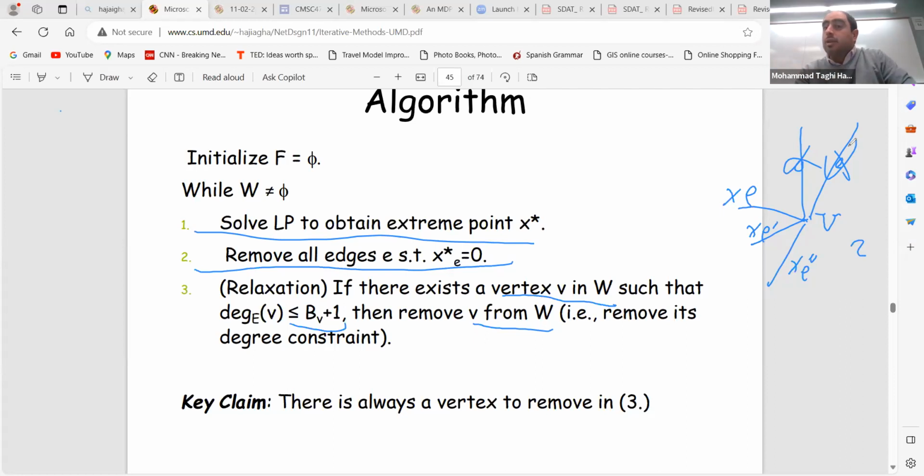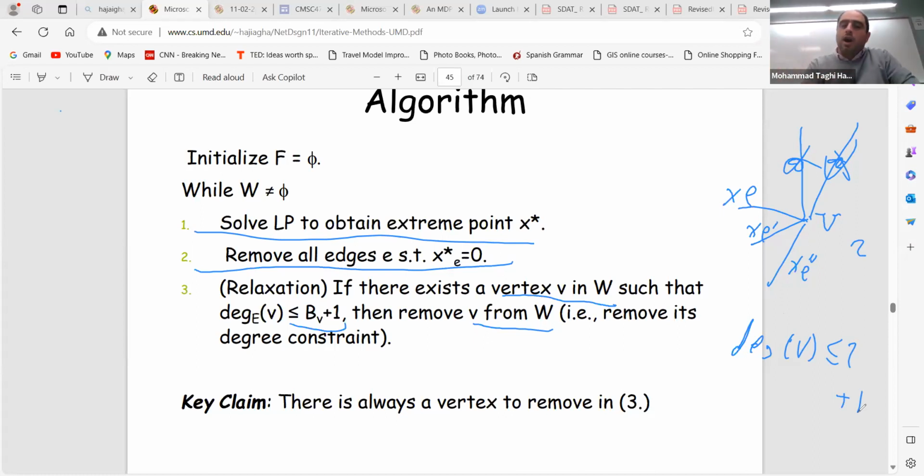Why? Because those edges with x equal to 0, I delete them permanently. Before, I needed to say that the degree of V should be at most 2, correct? Now I have the degree of V equal to 3, correct? But if I remove that condition, how much can I violate it? At most by +1. So I just remove this condition.